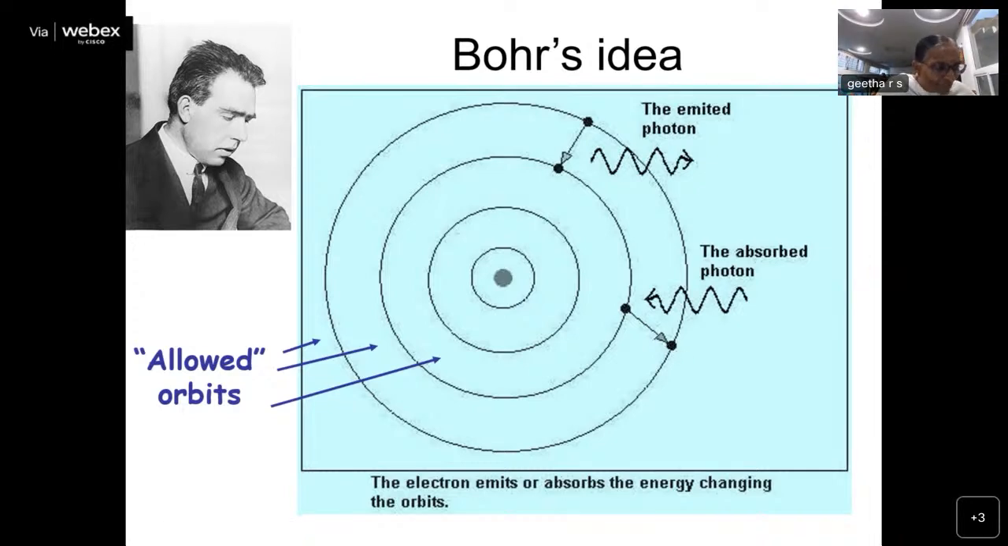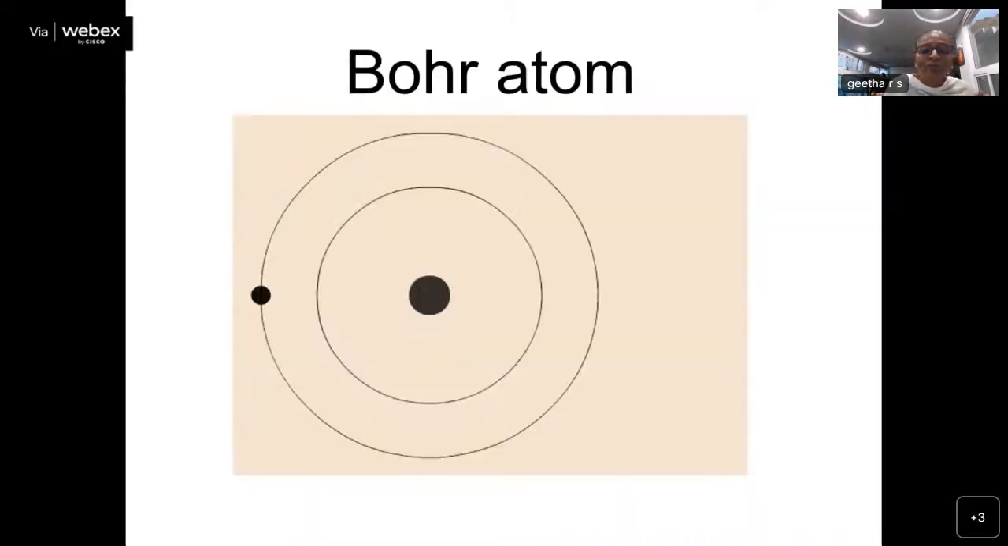Light means energy, photons. Photon concepts are there here, so the particle nature of light we are invoking at this point. It will absorb a photon, go to the higher energy state, and then come back to the lower energy state, giving out energy. These are all allowed orbits. When they are in the orbits, they will not radiate. So this is how it is. You can see this animation, which is a good one, of how they are radiating.